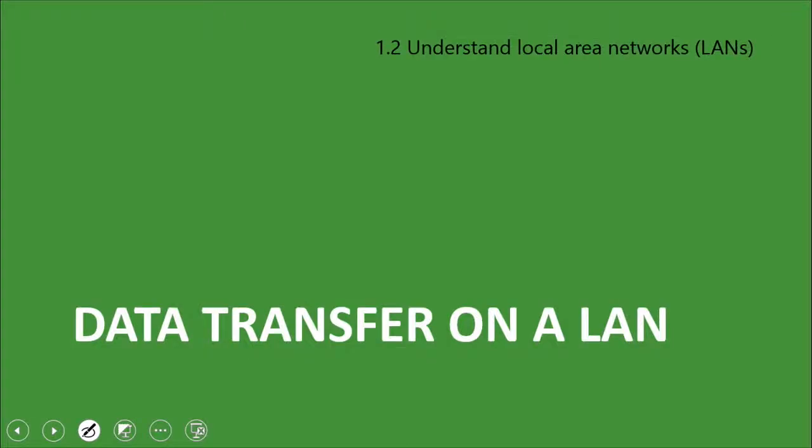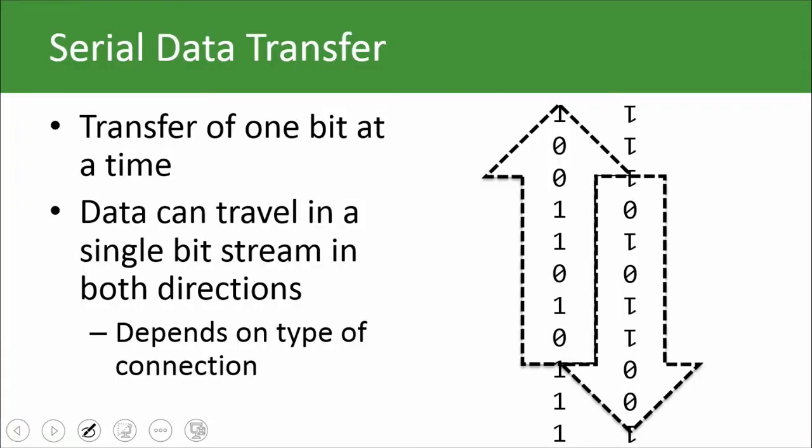All right, so now let's switch modes and talk about data transfer on LANs. Data is transferred through serial data. Data is transferred in a serial format. So that means 1 bit of data at a time is sent. Now, data can travel in a single bit stream in both directions, like to and from. And how it does that depends on the type of connection. You've got a couple of different types of connection. There's something called simplex, which is like a one-way street. So data can only transfer from one device to another.